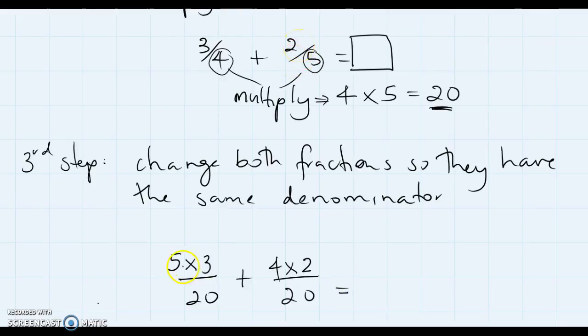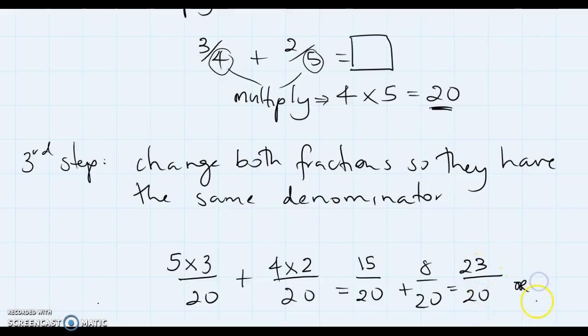Okay, equals 5 times 3 is 15 over 20 plus 4 times 2 is 8 over 20 equals. Now they have the same denominator, we can add. So 15 plus 8 is 23. We don't add the denominators. The denominators stay the same, so it still remains as 20. So the answer is 23 over 20, or 23 twentieths.